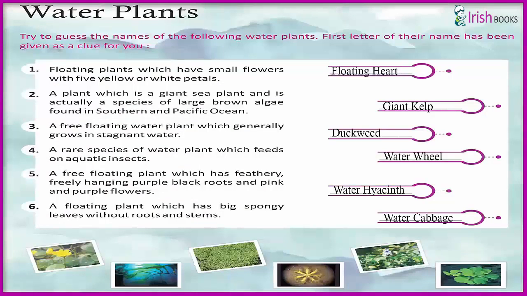Water plants. Try to guess the names of the following water plants. First letter of their name has been given as a clue for you. 1. Floating plants which have small flowers with 5 yellow or white petals. 2. A plant which is a giant sea plant and is actually a species of large brown algae found in southern and Pacific Ocean, purple-black roots and pink and purple flowers. 6. A floating plant which has big spongy leaves without roots and stems.